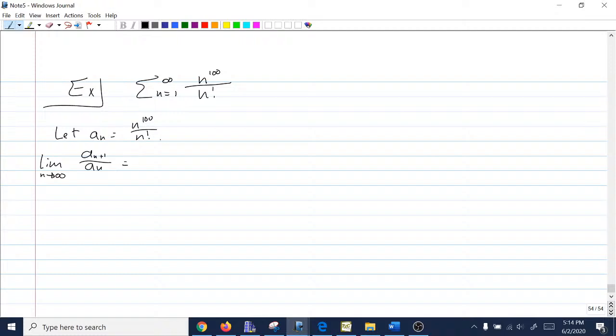It doesn't make any sense to write this down unless I've said what a_n means. The limit of the n plus 1th term over the nth term is the limit as n goes to infinity of n plus 1 to the 100 over n plus 1 factorial, over n to the 100 over n factorial. That becomes the limit of n plus 1 to the 100 times n factorial over, I'm going to put matching next to matching, n plus 1 factorial and over n to the 100.